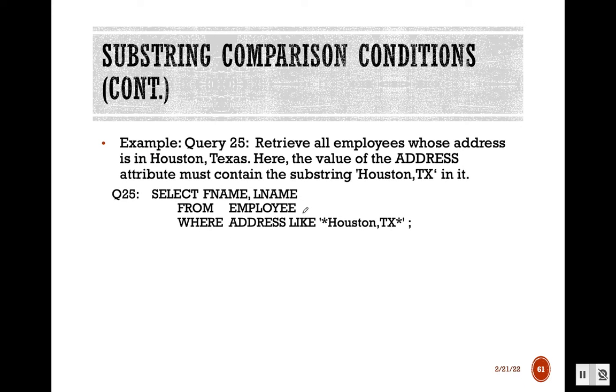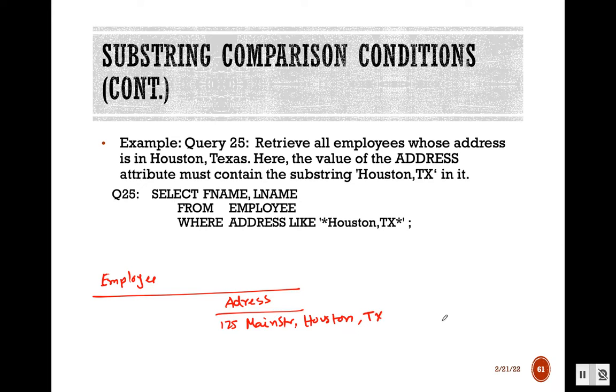So let's see one example. In this query, we are going to retrieve all employees whose address is in Houston, Texas. If you remember, we had the employee table, and in the employee table we had an attribute called address. The value of the address could have a street number, say 1 to 5, something street, then the name of the city, and then the name of the state. So the address value looks like this.